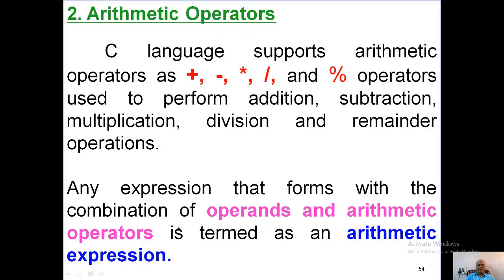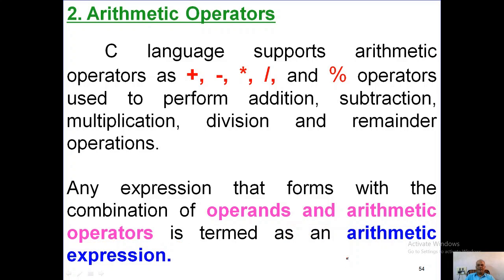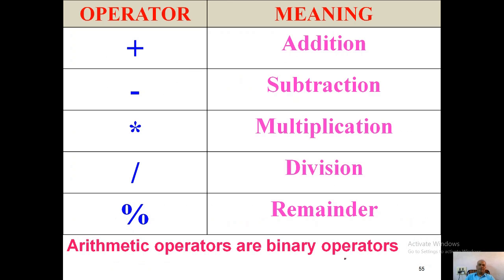So an expression that is formed with the combination of operands and arithmetic operators is termed as an arithmetic expression. Whenever any expression is formed with operands and arithmetic operators, it is termed as an arithmetic expression. So let us look at these operators.